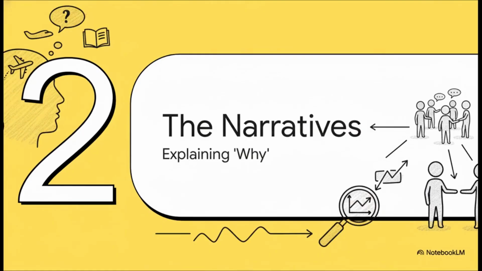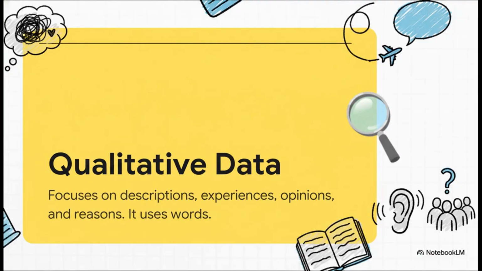All right, let's flip the coin over and look at the other side, the narratives. This is where we find the stories, the context, and the reasons behind all those numbers. This is the human side of the data. We call this qualitative data. So instead of numbers, this stuff uses words. It's all descriptive, and it focuses on the qualities of an experience. Things like opinions, feelings, and first-hand accounts.